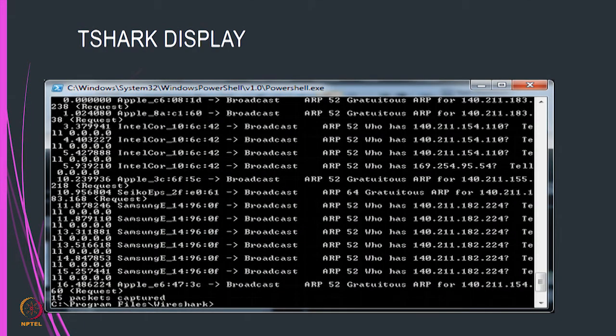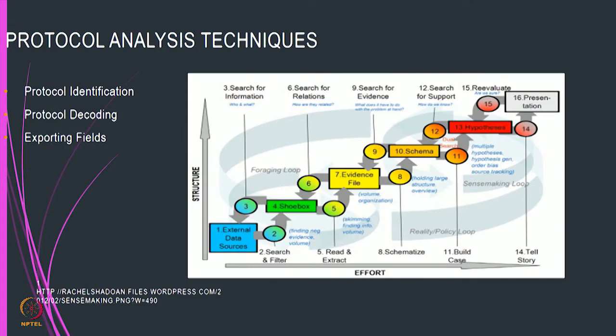So here is what TSHARK will display. We are given some examples. One of the things we have to do with protocol analysis is that you see the kind of effort in one direction and the structure in the other direction, and then you have to repeat certain processes again and again and again. So it is actually a huge activity.